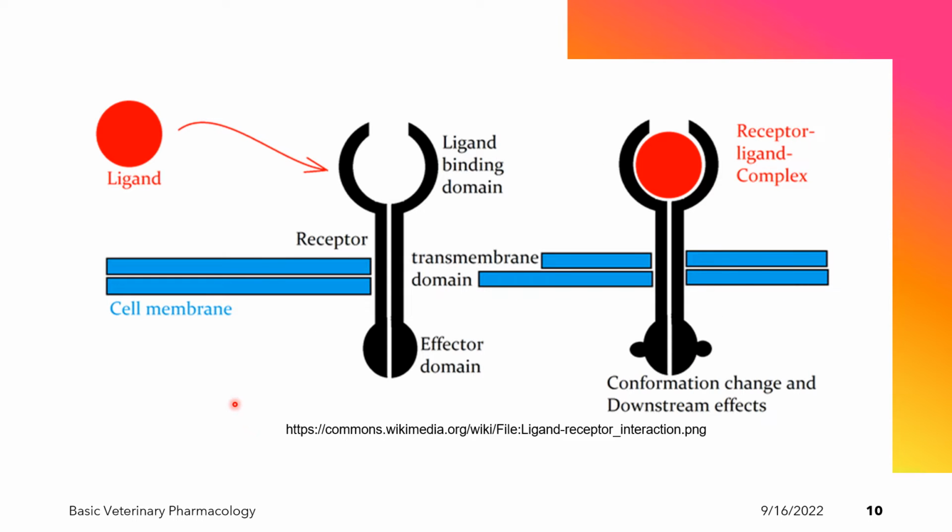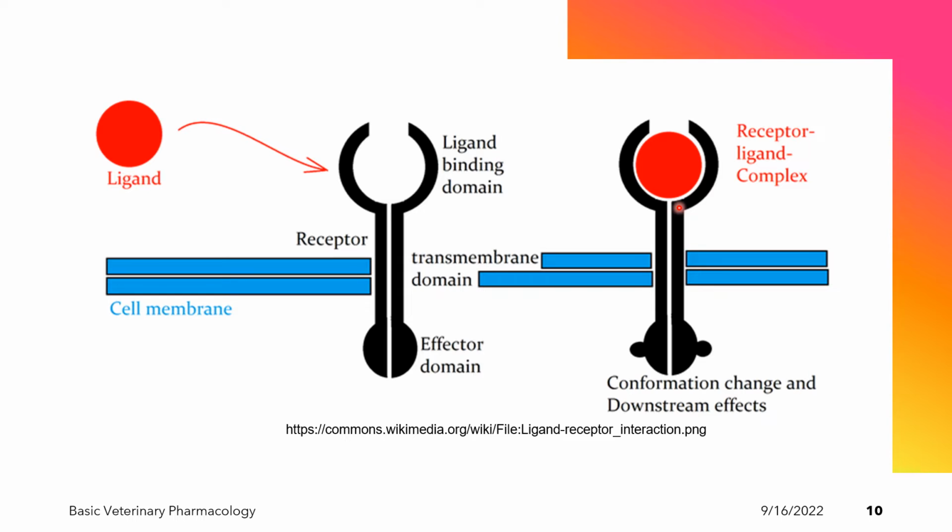The diagram shows a receptor that is located in the cell membrane. It is also known as a membrane receptor. It has three major parts: the ligand binding domain, the transmembrane domain, and the effector domain. The ligand binding domain is the part that is located in the extracellular part of the cell. The transmembrane domain is the one that spans the membrane, and the effector domain is the one that is located intracellularly. The ligand binding domain is the one that will interact with the ligand to form a receptor-ligand complex.